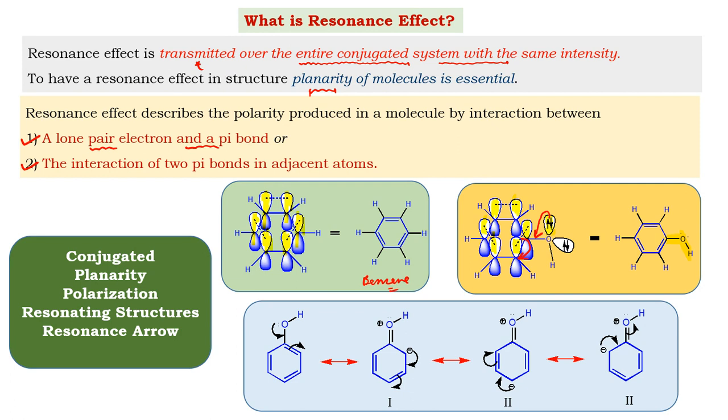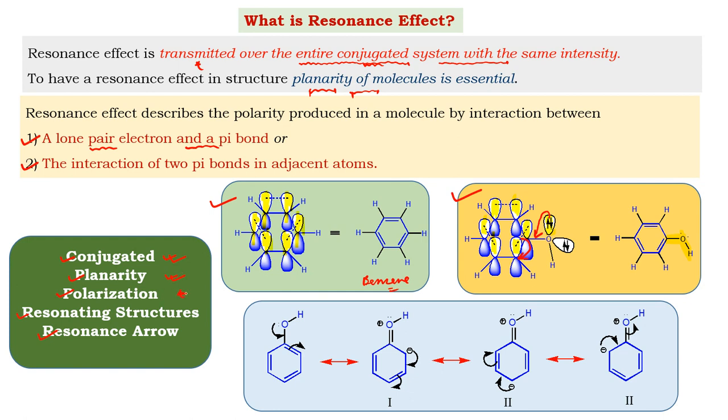So this concept has to be fulfilled: the system has to be conjugated and it should maintain planarity. I hope you can understand this concept with respect to the structures of benzene and phenol. One needs to understand these concepts clearly before going towards the applications of resonance. First, we need a conjugated system. Second is planarity: all the orbitals which are part of the pi system have to be in the plane so that they can easily delocalize the electrons.